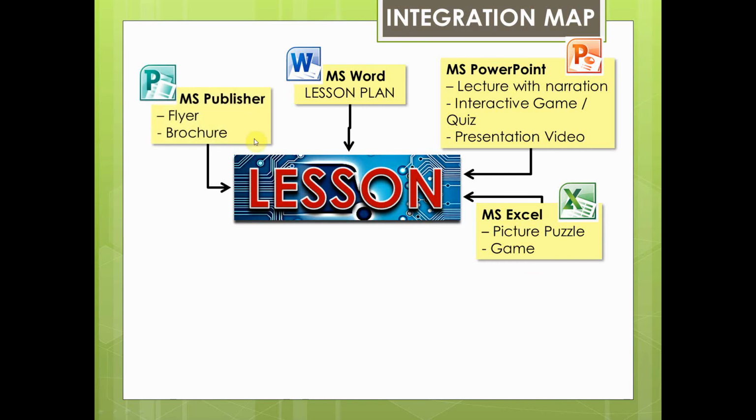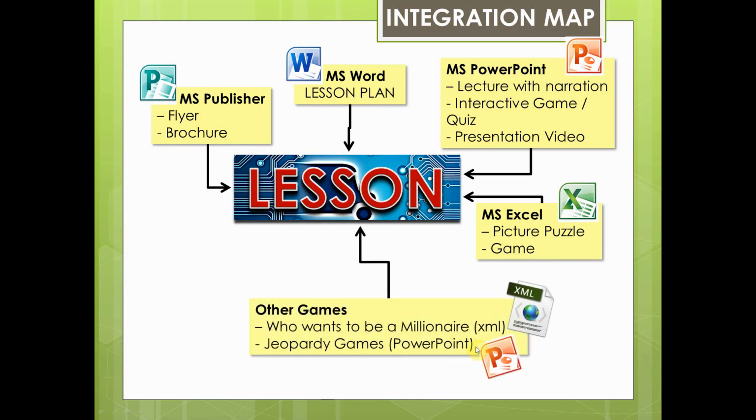Fourth is to create any 2 outputs in MS Publisher, like a flyer perhaps, or a brochure, or whatever that is. Fifth is to develop a Who Wants to Be a Millionaire game using an XML program. Don't worry, you will not program any XML. Instead, you will only edit the back end of the XML program using Notepad. I will provide the zip file for the game and an instructional video on how to edit the XML file.